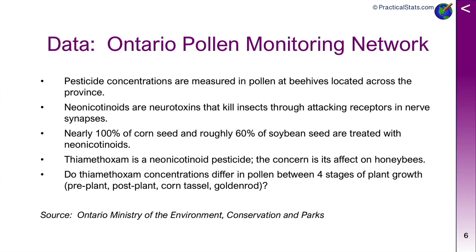And corn seed and soybean seed are very often treated with these pesticides. And one of the pesticides is thiomethoxam. And so we will look at that today. And we'd like to know whether the concentrations differ between the 4 stages of plant growth: pre-plant, post-plant, when the corn tassel is out, and goldenrod. So the source here is the Ontario Ministry of Environment, and there's a web page, I should have it up here, but it's not there, I see on the slide, that tells you where you can go to get this information.